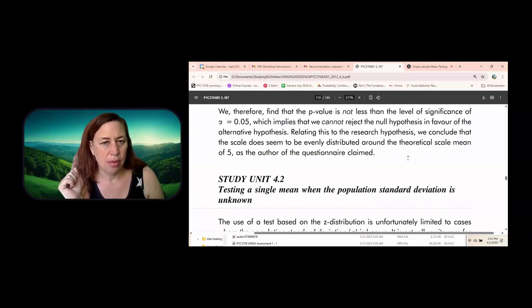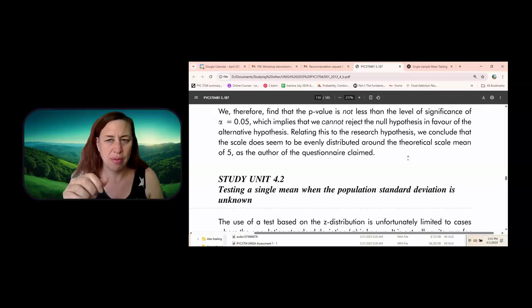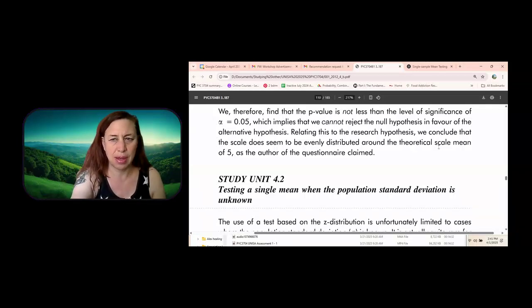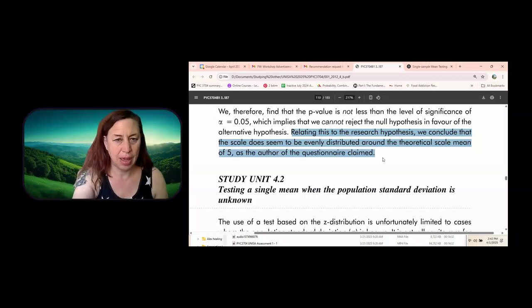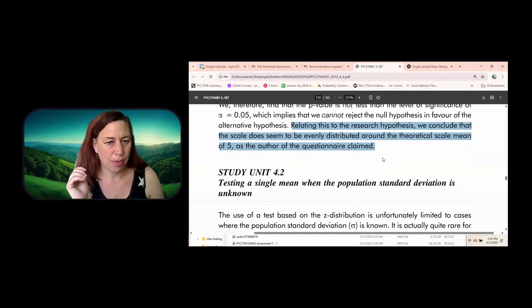Okay. So the scale does seem to be evenly distributed around the theoretical scale mean, which means this is actually what we want, because now we know that our scale does match the mean in the sample. That's great. Okay, so it's kind of backwards.